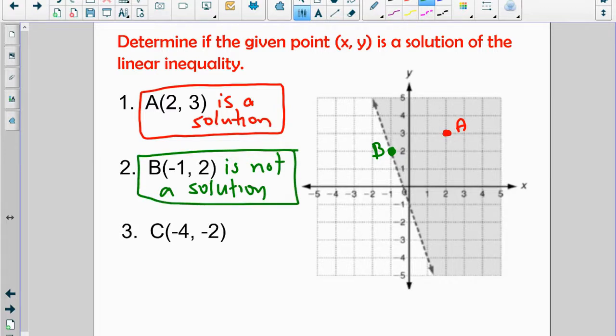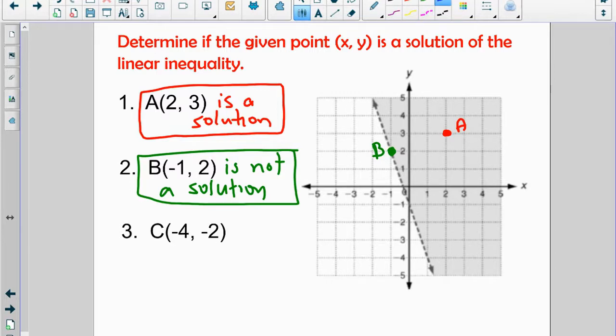Had that been a solid boundary line, then it is a solution. So we got to be careful about ordered pairs or points that are right on the boundary line. It's only going to be a solution if it's a solid boundary line. It's not a solution if it's on a dashed boundary line. And we'll talk about how to tell the difference between solid and dashed lines with the inequalities in our next video.